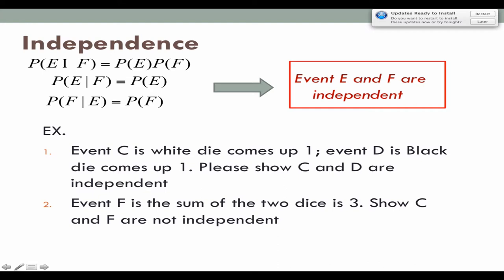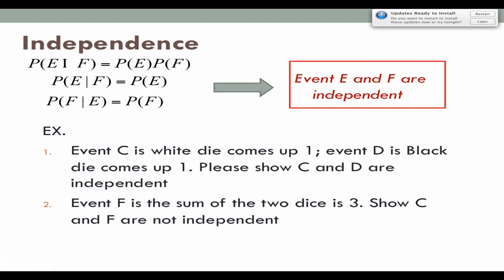Say event C is the white die comes up 1. Event D is the black die comes up 1. Can you show that events C and D are independent? I'll give you a hint: you can check the first equation in order to show that events C and D are independent. First, we can calculate the probability of C. It's 1 of 6, because event C is the white die comes up 1. And event D is the black die comes up 1, so the probability of D is also 1/6.